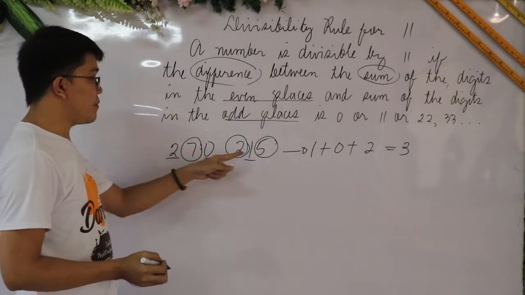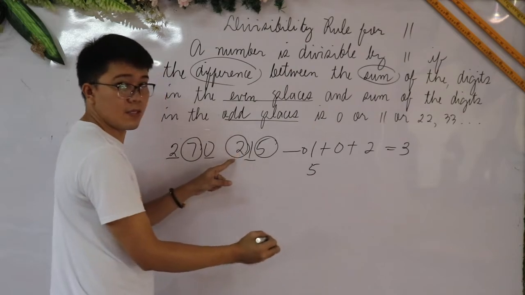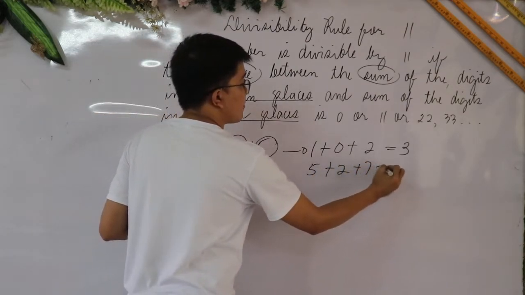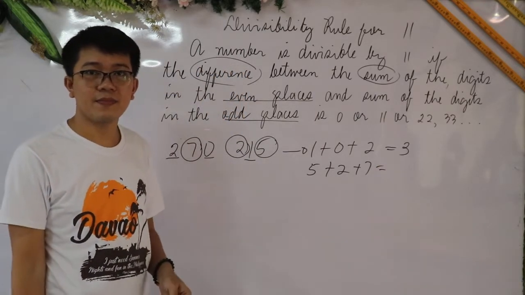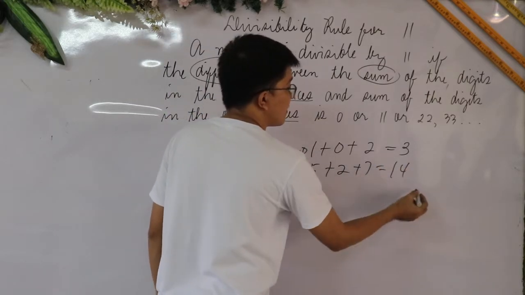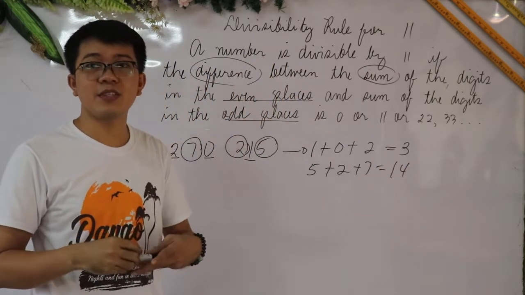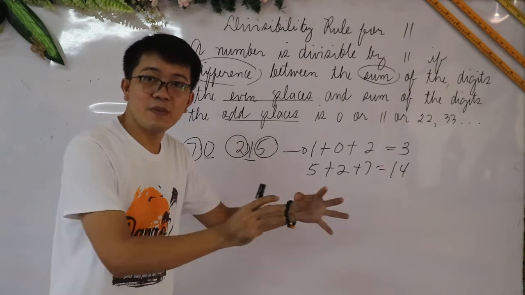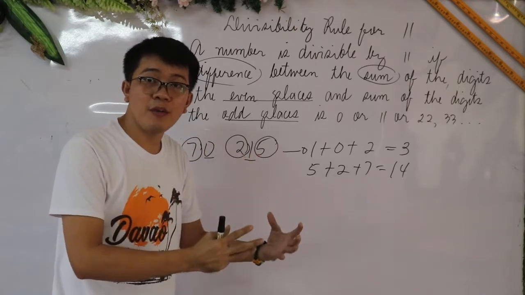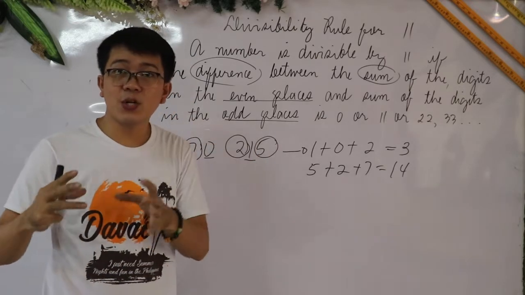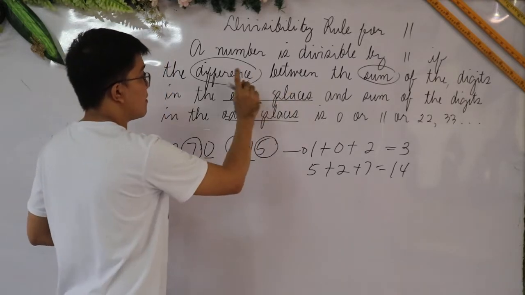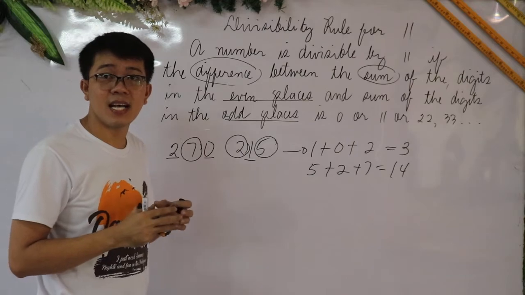Next, sum of 5, 2, and 7. If we're going to add this 3, what will you get? Perfect. It's 14. After we get all the sums of these two groups here, the group of the digits in the even places and the group of digits in the odd places, it's time for us to get the difference. Difference means answer of subtraction.